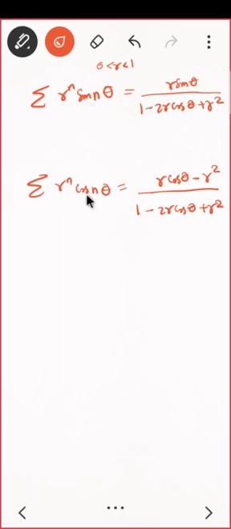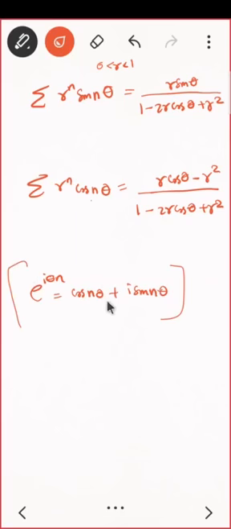See, sin n theta, cos n theta, you know one thing: e raised to i n theta is equal to cos n theta plus i sin n theta. So you can relate it with your power series, with your geometric progression.